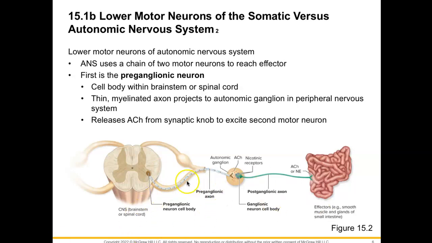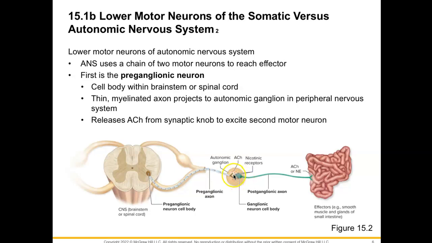Like I said before, we're going to have two motor neurons here in order to convey the response that we want. That first neuron is called a preganglionic neuron. The cell body is going to be within the brainstem, or as pictured here, within the spinal cord. We see a thin myelinated axon that projects to an autonomic ganglion, which is this round structure over here. And just to review, a ganglion is a collection of cell bodies within our peripheral nervous system, right? So here that preganglionic neuron is going to terminate and release acetylcholine over to the second motor neuron.